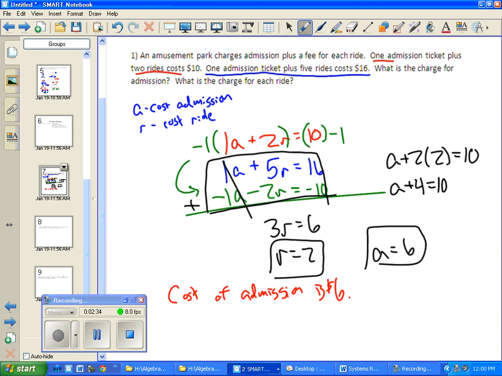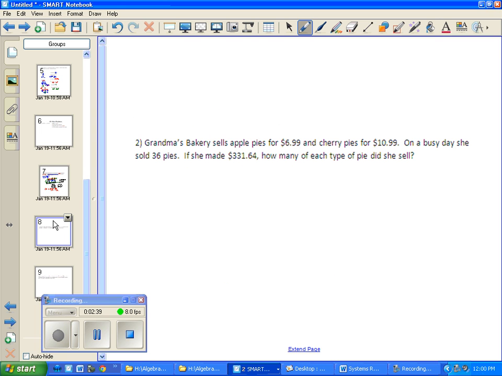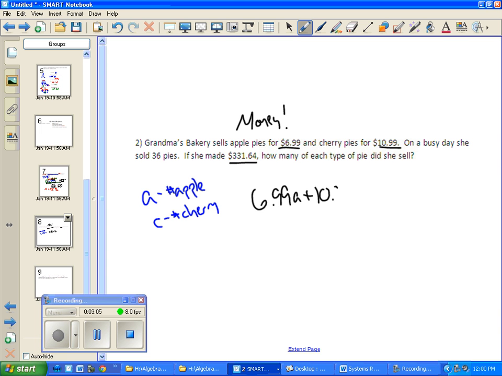That's it. Second one. Sell apple pies for $6.99 and cherry pies for $10.99. The second sentence says, we sold 36 pies. And then they told us how much she made when she sold 36 pies. How many of each type did she sell? Well, let's say A will be the number of apple pies, and C will be the number of cherry pies that she sold. One of your equations is going to deal with money, and most of you are going to get this right the first time, no problem. $6.99 times however many apple pies, A, plus $10.99 times however many cherry pies, C, equals $331.64.